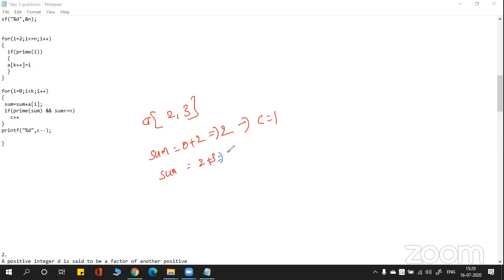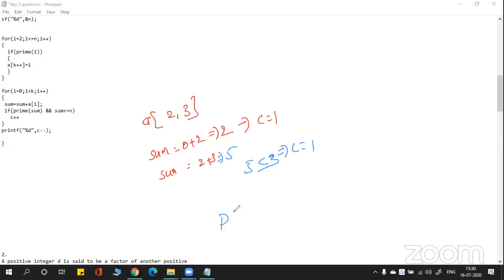Now 2 plus 3 becomes 5. Is 5 less than or equal to n value? No. It should be a prime number and should be less than n. So now my count will not be incremented. Even here my count will be 1 only.